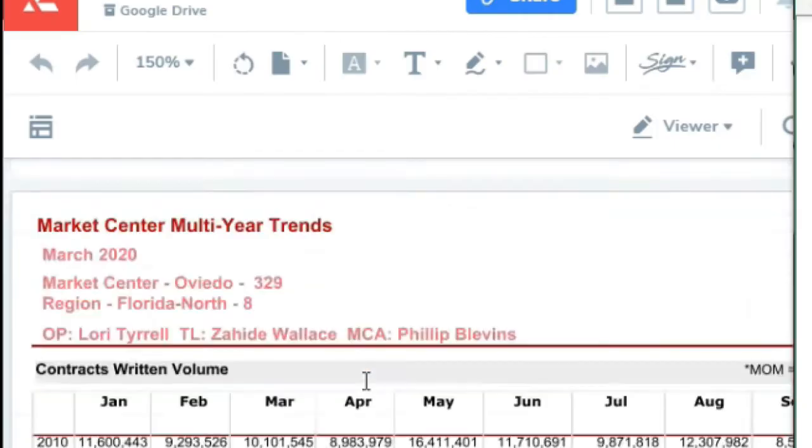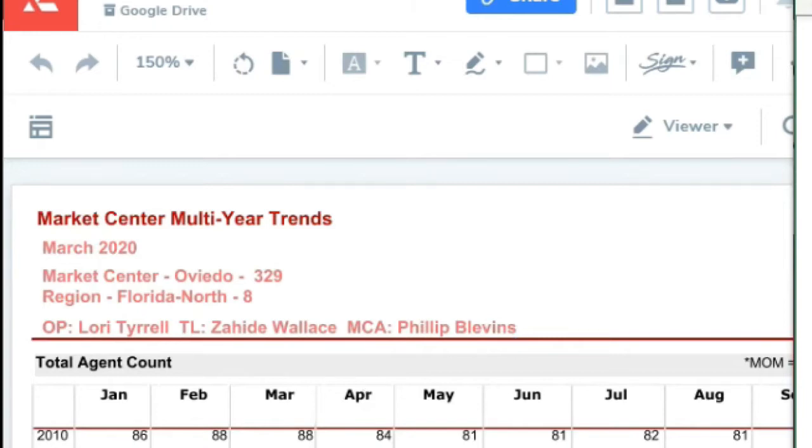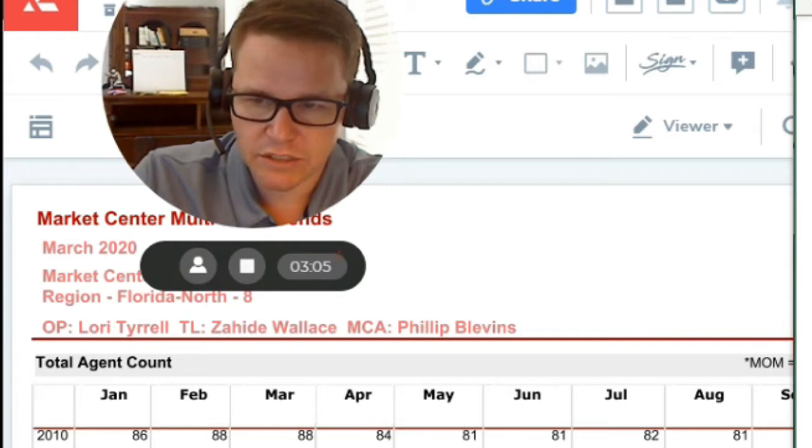So this is the multi-year trends for the office that I'm currently an agent and an investor in, and I'm going to move my little bubble head so we can still see it. And we're going to start with some of these core competencies you can navigate through.